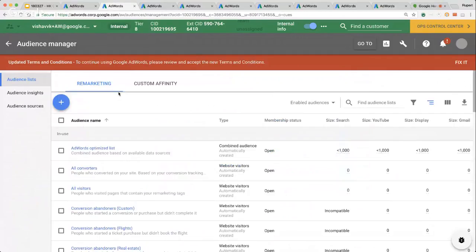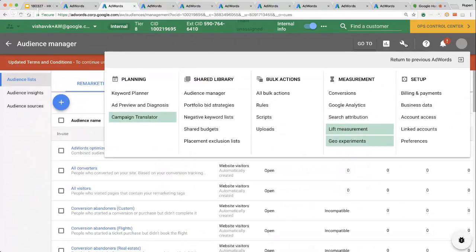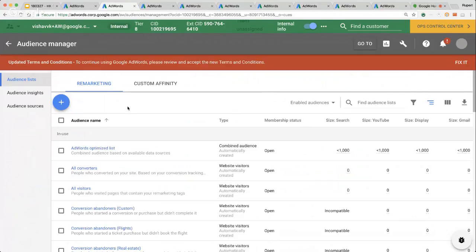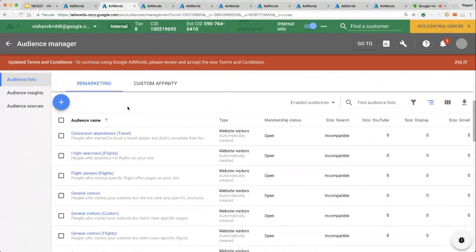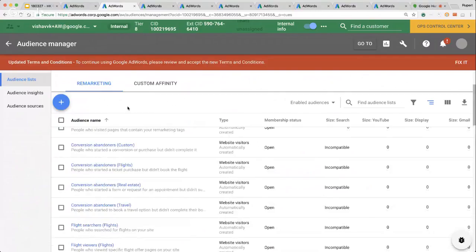So where do you find the audiences to set up? Always remember that on the right-hand side of the tools, there's an audience manager under the shared library. This is the portal where you can see all the audiences that you have under specific advertisers. In terms of the similar audience, what we typically see is that a lot of our clients don't set up the similar audience because they don't know where they are. So go to the audience manager and click on the audience list.